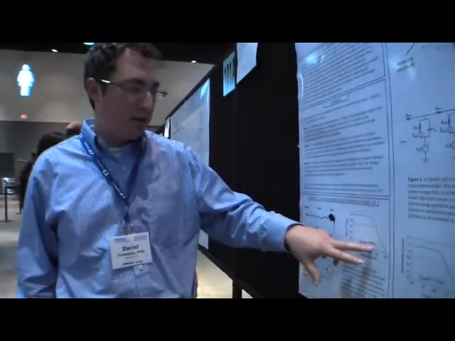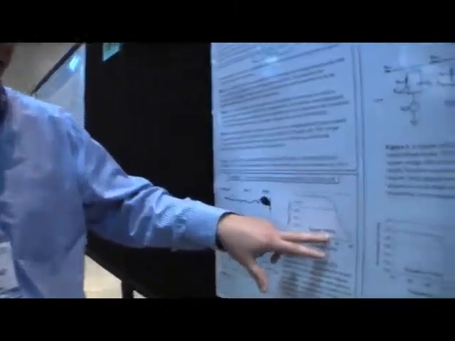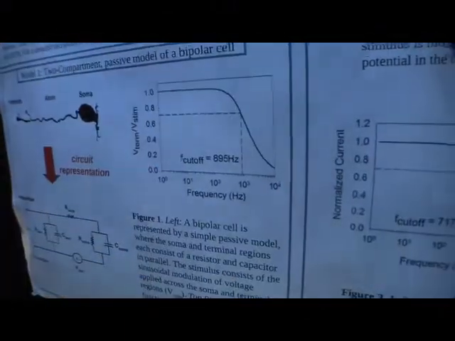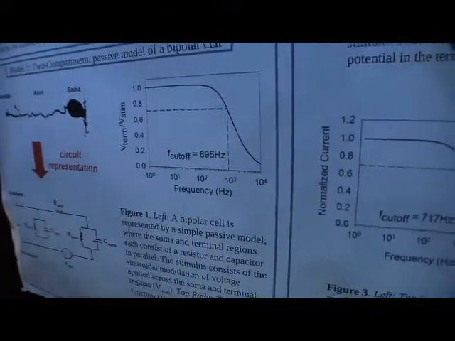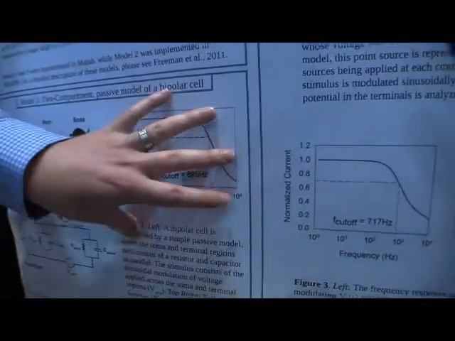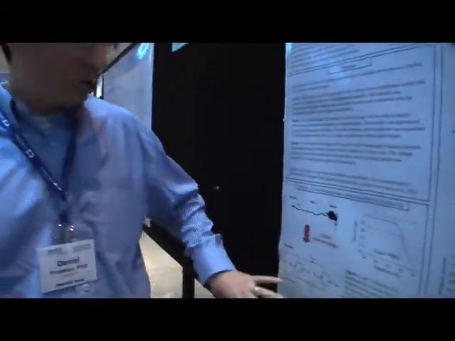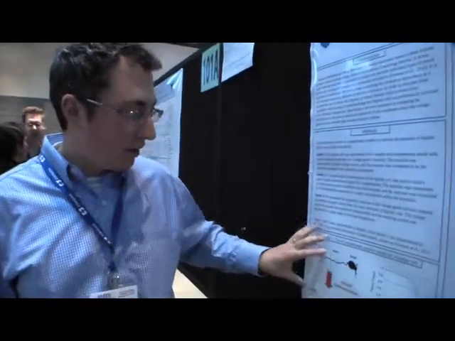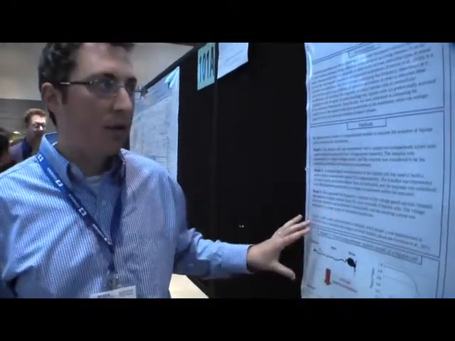But importantly, this cutoff frequency is very high. This is about 900 hertz. And so we know bipolar cells don't even respond to 100 hertz. They respond more to about 20 hertz. So this is a relatively high cutoff frequency, but it's a simple model. So we said, why don't we create a more morphologically realistic model?